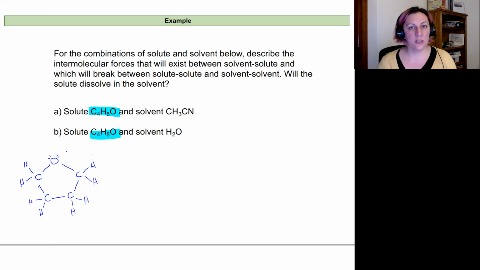So what we're going to do is compare how THF would dissolve something like acetonitrile and something like water, compare intermolecular forces, and decide if we think that it would dissolve them. And we could loop back and actually look at solubility.